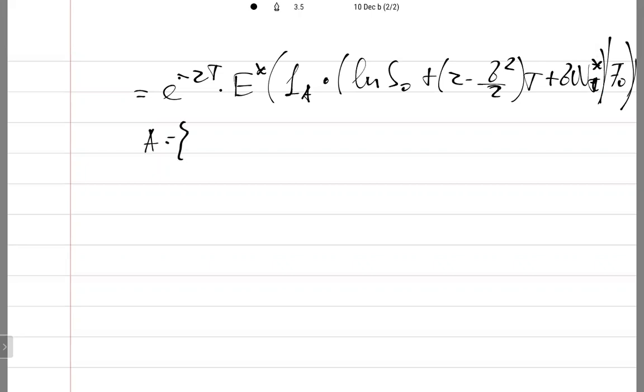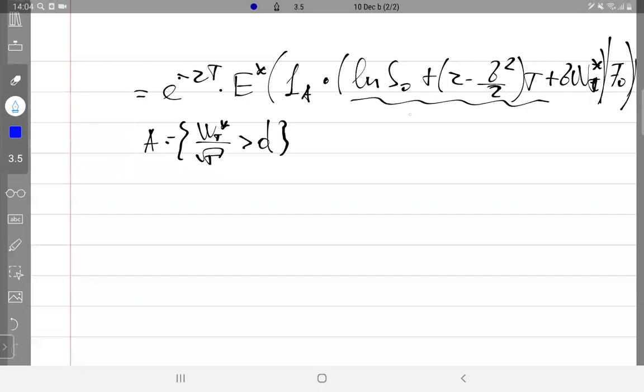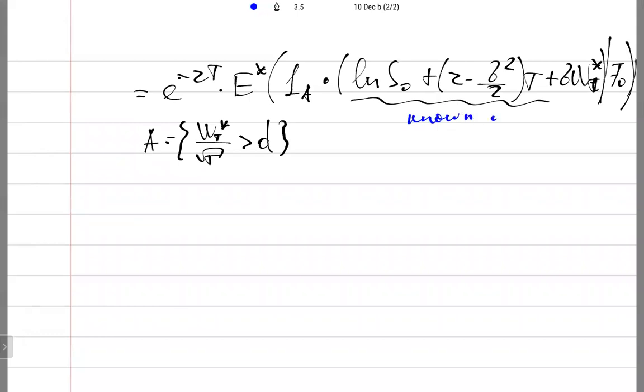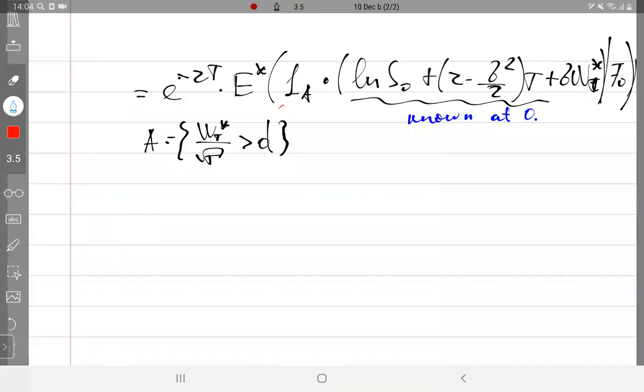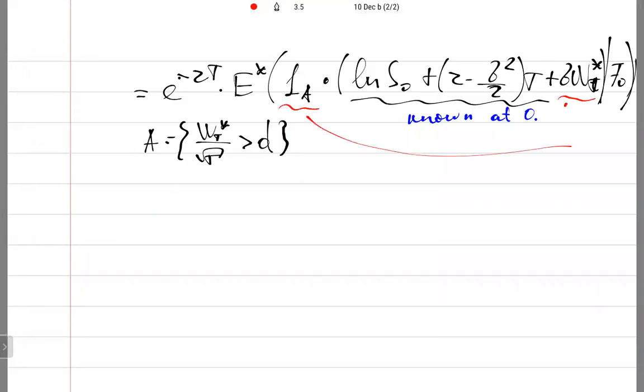And my A is formulated now like W_T star scaled is greater than some number d we have specified. Now we say that these are known at time 0. This is known at 0. And these two guys are not known at time 0, but they are independent of what we know at time 0.